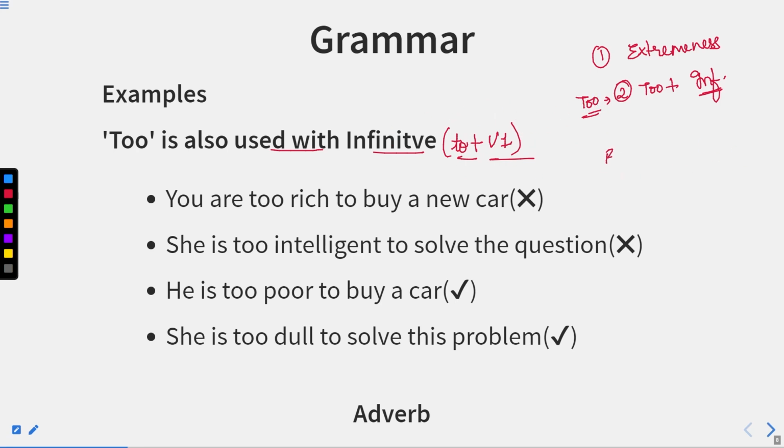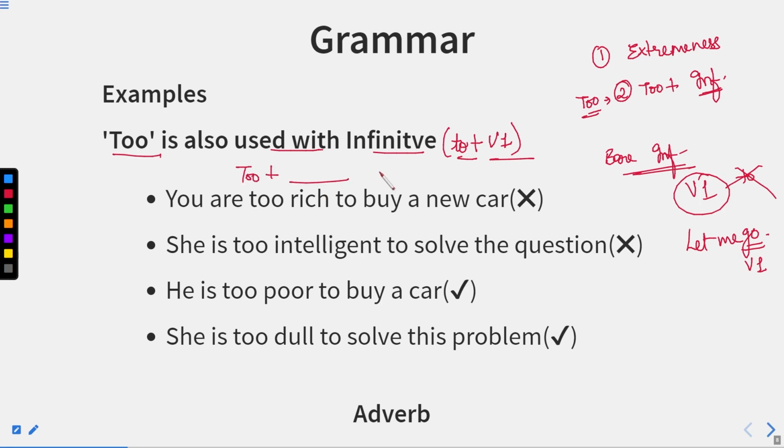Now there is another one that is bare infinitive. In case of bare infinitive, what do we do? We only use verb first form and we do not use to before it. For example, if I say let me go, here I'm only using go, that is verb first form, and I'm not using to. Now we can also use to, and after that we have verb first form.